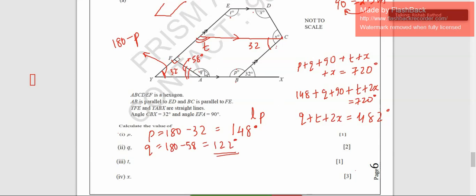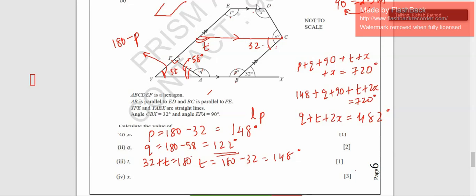Now 1, 2, 3, 4, 5. Correct? Also, this is parallel to this. So can I say 32 and T will become what? Supplementary. So 32 plus T will be 180. So T becomes 180 minus 32, which is 148. Because I have drawn a line which is parallel to 1, 2, 3 and which tells this C. So if this is T, by corresponding angles, this also becomes T.